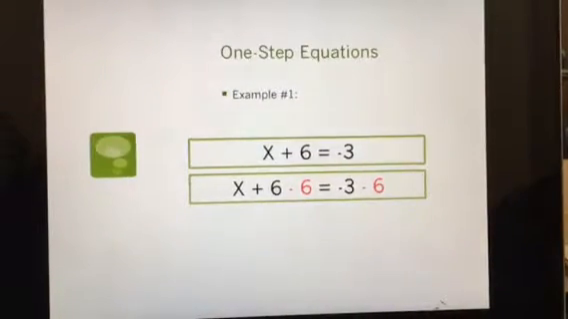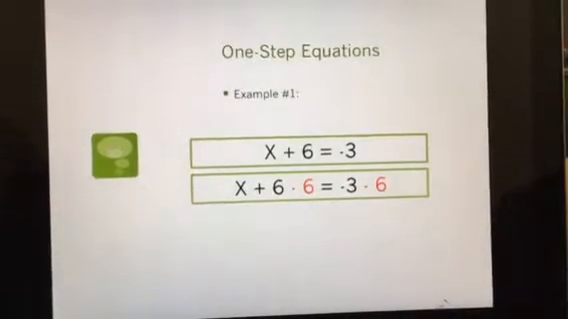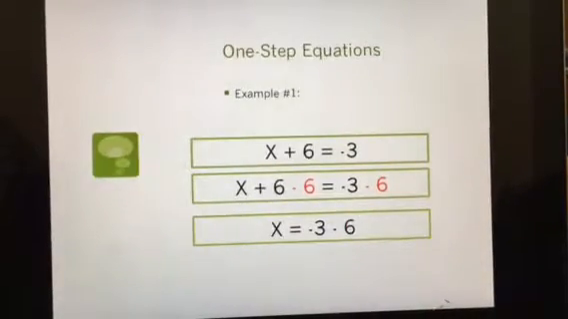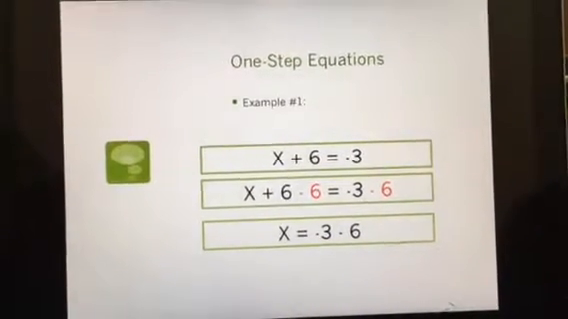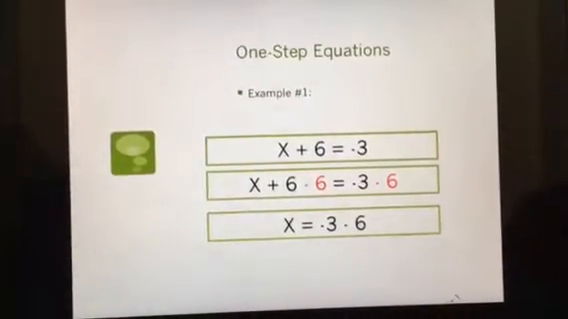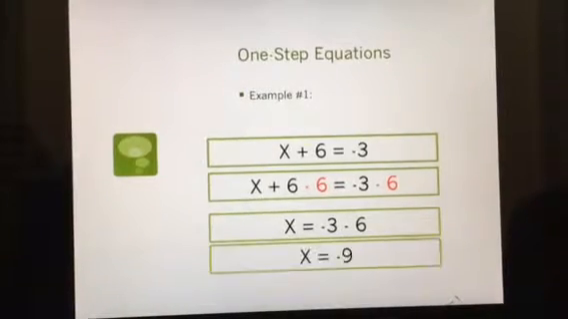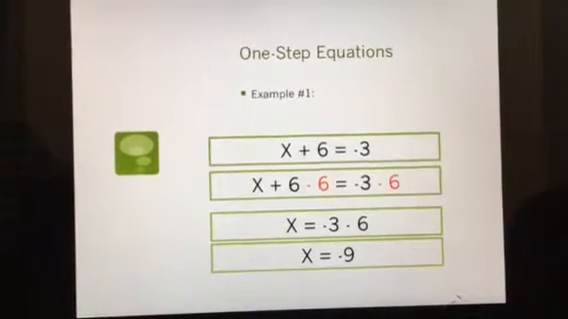When I do that, the 6s cancel themselves out, leaving me with x on one side and negative 3 minus 6, which equals negative 9, on the other. So x equals negative 9. Let's move on to the next problem.